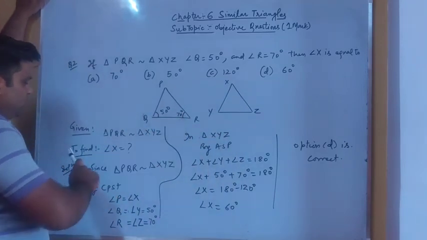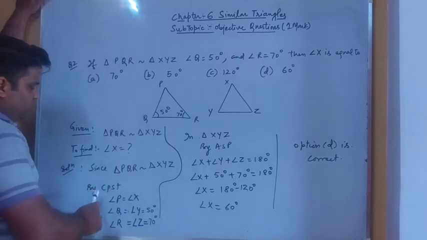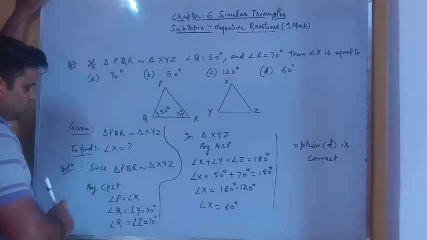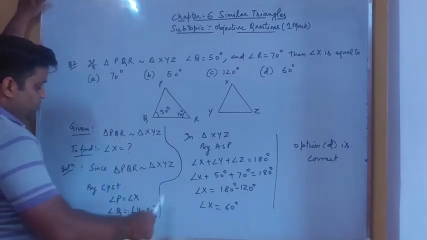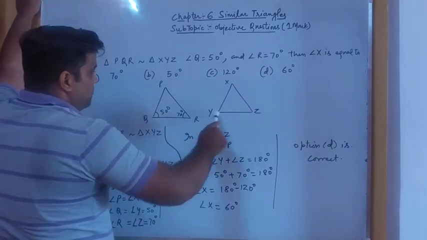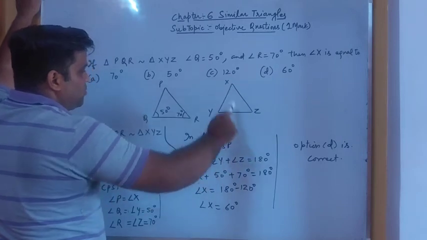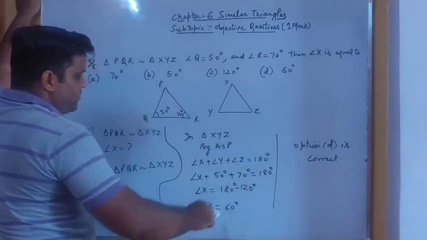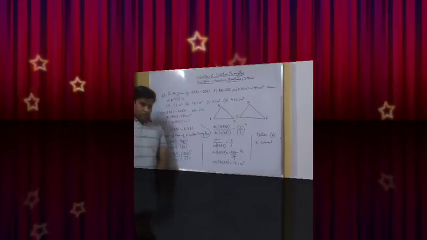Now in the given, we write all the information. We have to find angle X. Since triangle PQR is similar to triangle XYZ, by CPST, corresponding parts of similar triangles are equal. So here angle P will be equal to angle X, angle Q equal to angle Y, and angle R equal to angle Z. As we have to find angle X, we can apply the angle sum property in that triangle. By using this, we find that angle X will be equal to 60 degrees. So our option D is correct.